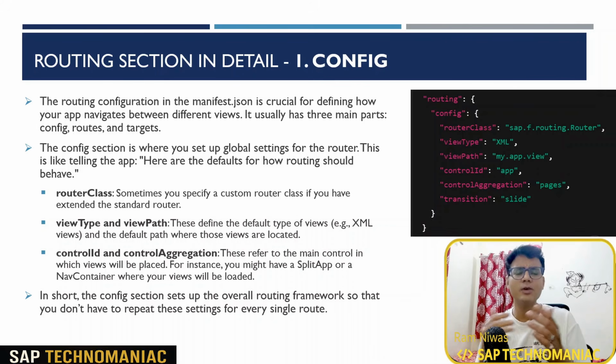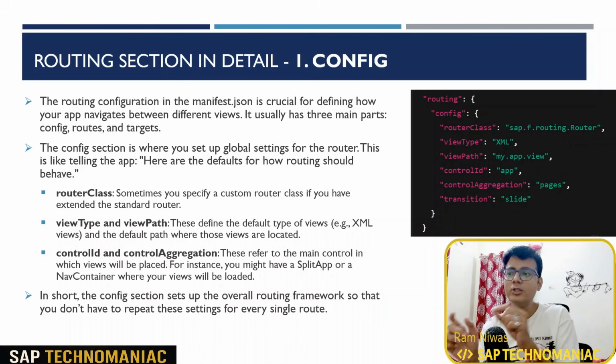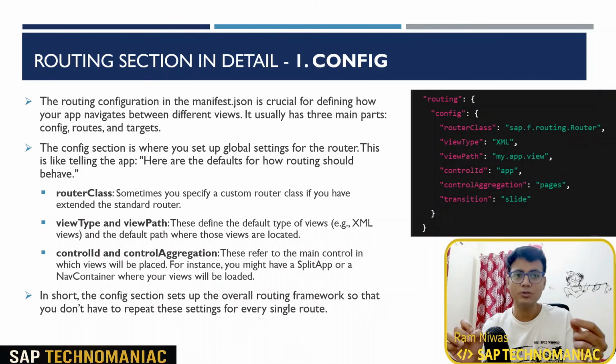Apart from that, you can define some advanced things, like how your pages should be displayed. It could be in a split screen, or it will navigate to the next page or another page. So all those settings we will define in the config. In short, the config section sets up the overall routing framework, so there is no need to repeat these settings in every single route. Whatever is common for the routes, you will do here.